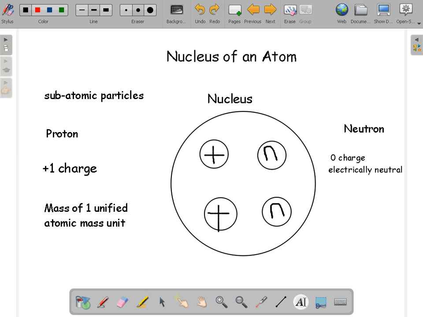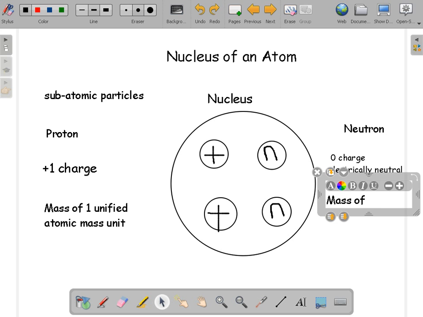And let's do neutrons. Now neutrons also have a mass of 1. They have this property in common. They both have a mass of 1.